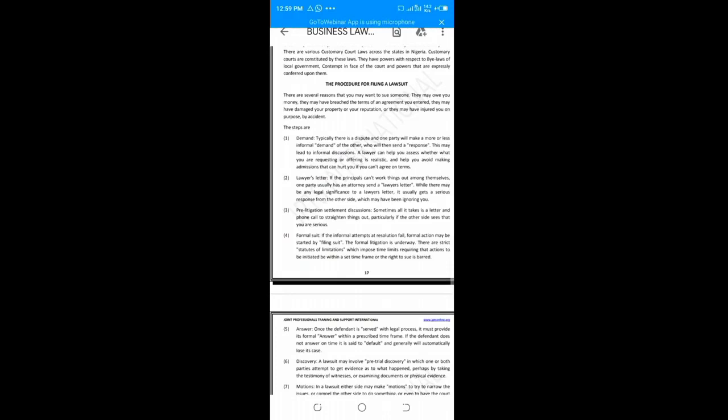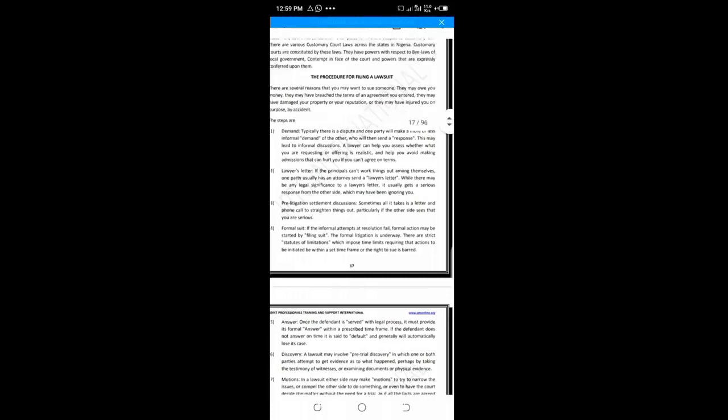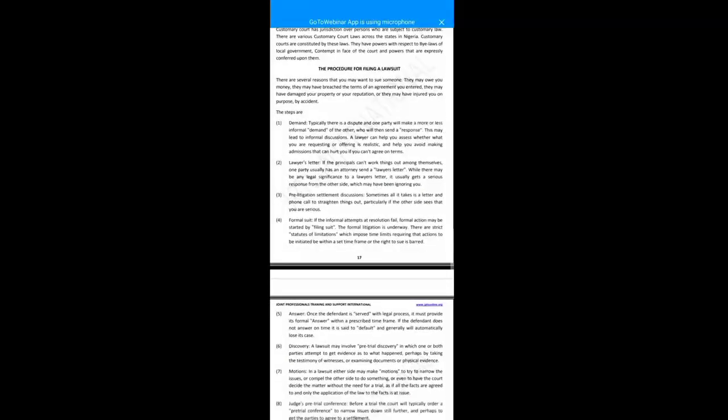The third action is pre-litigation settlement discussion. Sometimes it takes a lot. It takes a letter and also phone calls to straighten out a dispute, particularly if the other side sees that you are serious. So it takes a lot to settle a dispute. So a party might decide that, okay, let's send a letter or give a phone call to straighten things up so that the case will not move on to the court.